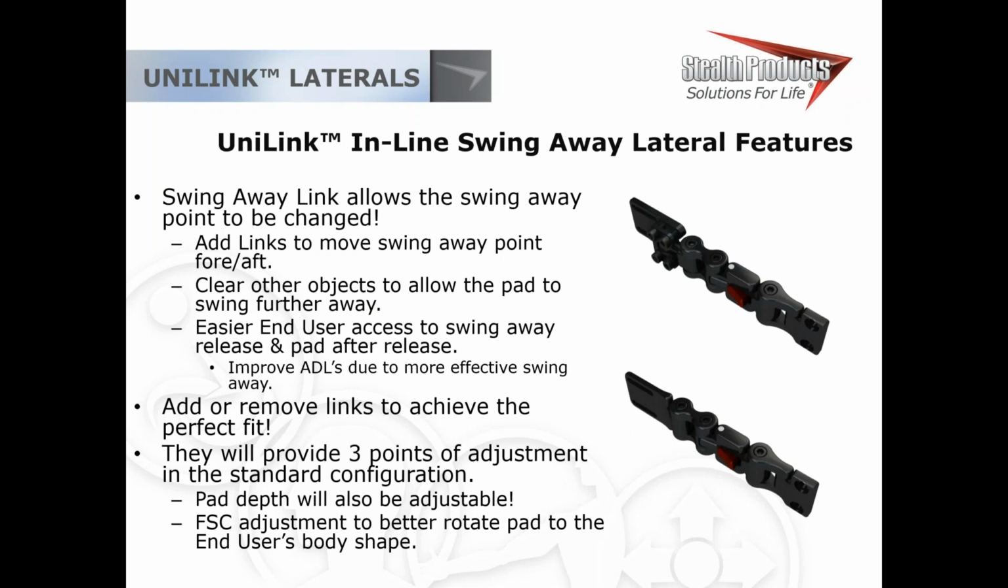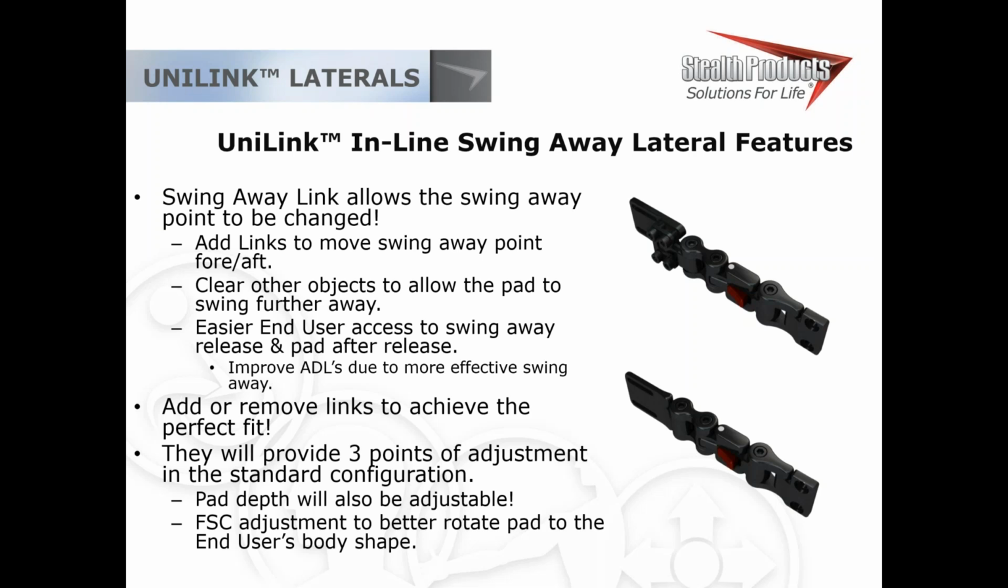When we look at our inline swing away lateral, this one's actually pretty cool. It's about the same length as the standard swing away lateral, but this time we get to clearly define where the swing away mechanism happens. So you can add or take away links before or after the swing away mechanism to really define that. What this lets us do is swing away around objects that may cause conflict. A lot of times you swing away your lateral and it moves a couple degrees before it hits your cane poles and then you're stuck, right? Now we can push that swing away forward so that they open wider and give more access to transfer in and out of the chair.